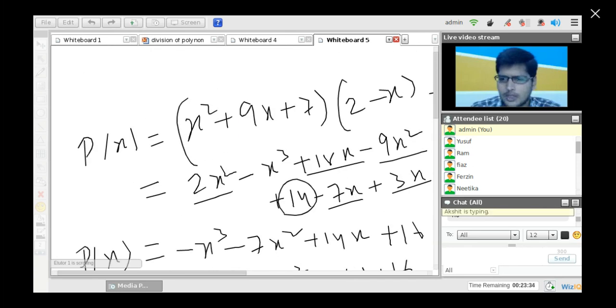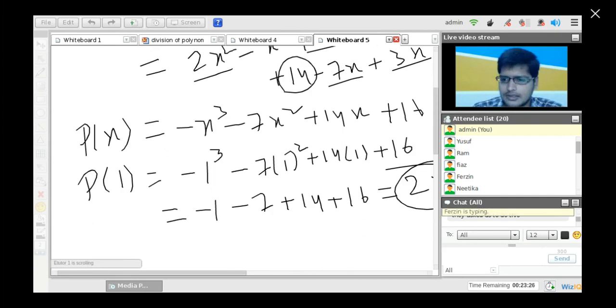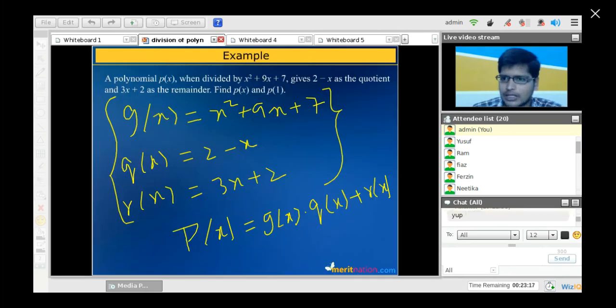There is an absolute method. P of x is equal to g of x into q of x plus r of x. That is the division algorithm which we have just learned. And P of 1 is asked, so we have substituted this. Okay, your doubt is why am I checking P of 1, isn't it? You haven't read the question. That is nothing but find P of x and P of 1. Are you able to understand, Furjan? Okay.